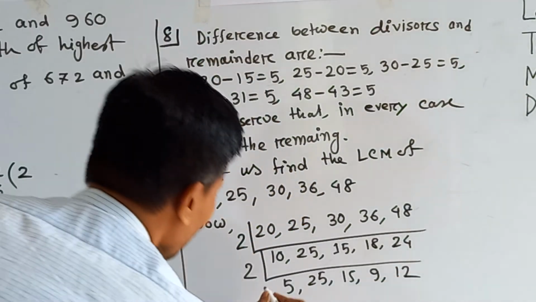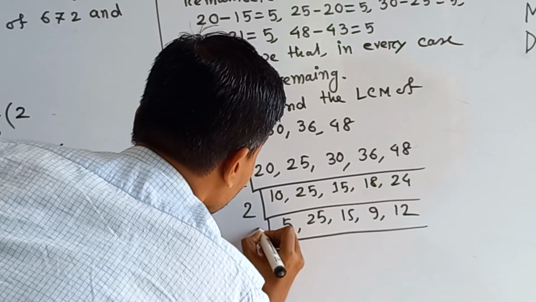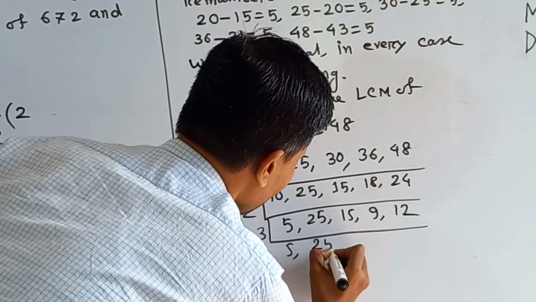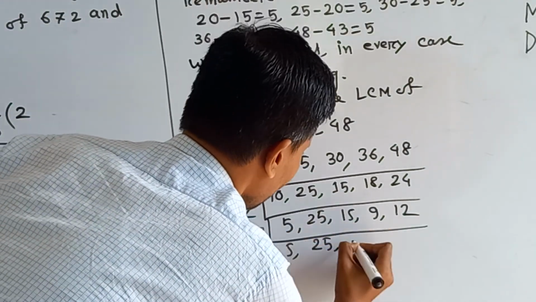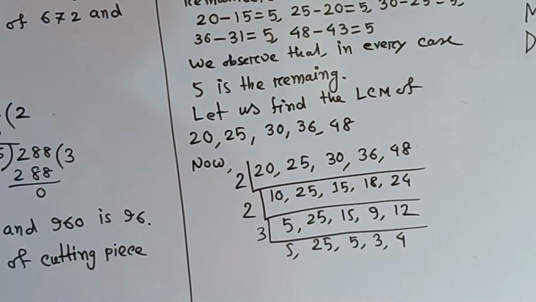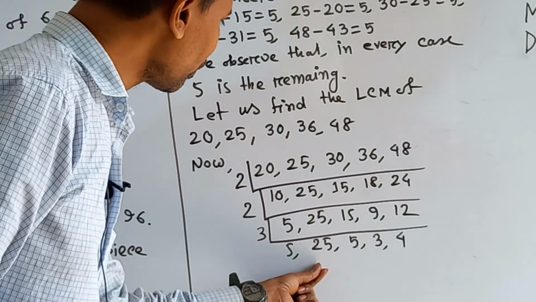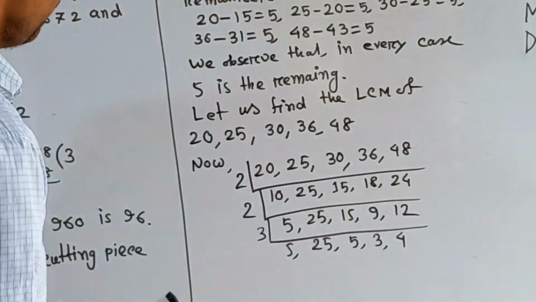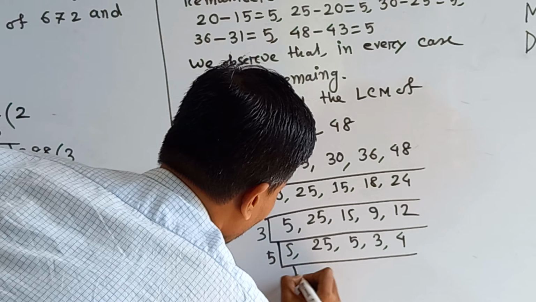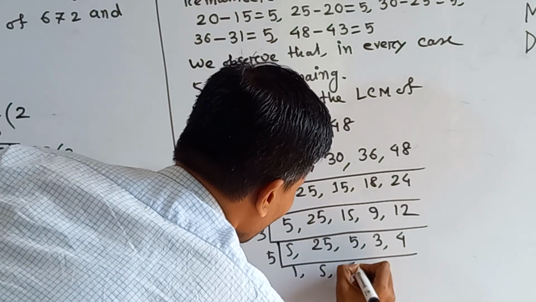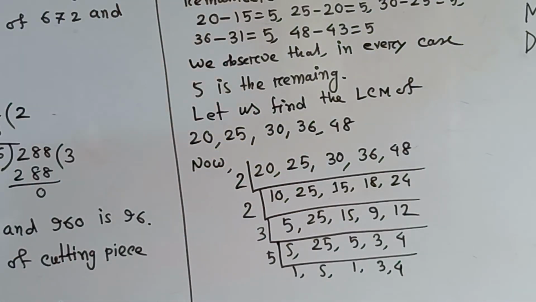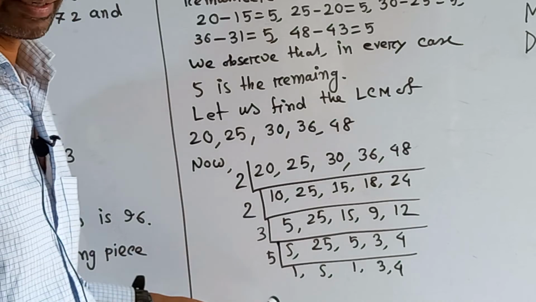Now we have to select 3. 5 remaining same, 25 remaining same, divide 15 by 3, you get 5, similarly 3, then we get 4. Now look, 5, 25, 5. These 3 numbers are divisible by 5. So again select 5. Then 1, 5, 1, 3, then 4. Okay, student, this is our LCM.